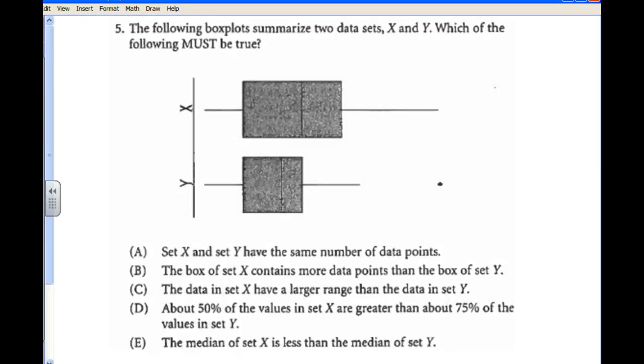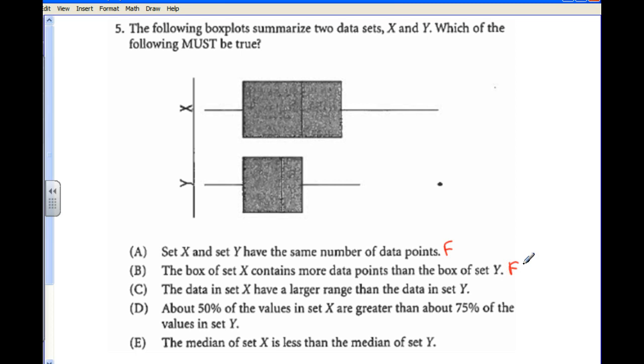Here you go. The following box plot summarizes two data sets. It's been a while since we've seen a box plot, and so I thought this would be good to go over because we have some questions on box plots. Set X and set Y have the same number of data points. Well, from a box plot, you really can't tell how many data points, so I'm going to say false on that one. Set X contains more data points than set Y. Again, we don't know how many data points, so that's just obviously false.